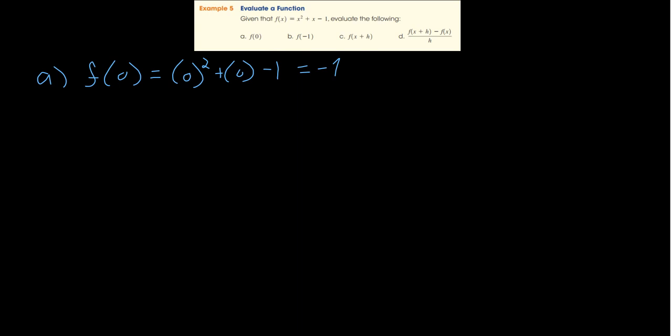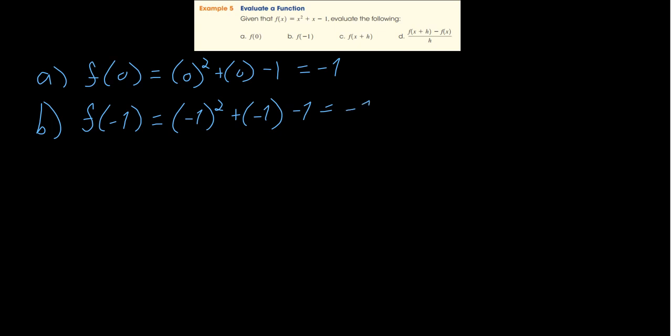Okay, all right, so B is f of negative 1. So I'm going to plug in a negative 1 everywhere, so it's going to be negative 1 quantity squared, plus negative 1, minus 1. So what's negative 1 squared? Well, negative 1 squared is 1. 1 plus a negative 1 is 0, and then 0 minus 1 is negative 1. Okay, so that's good. We're well on our way here.